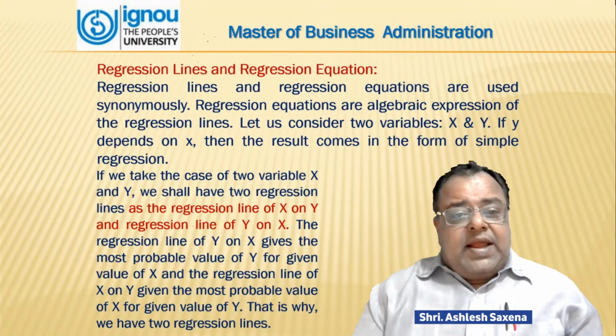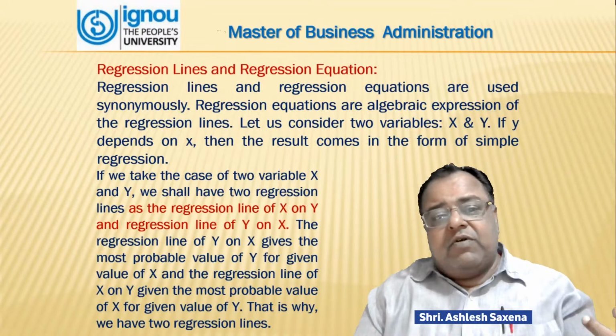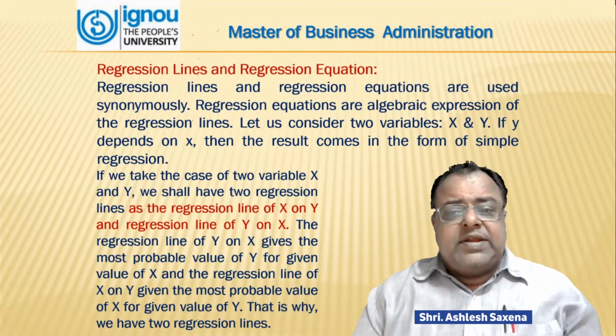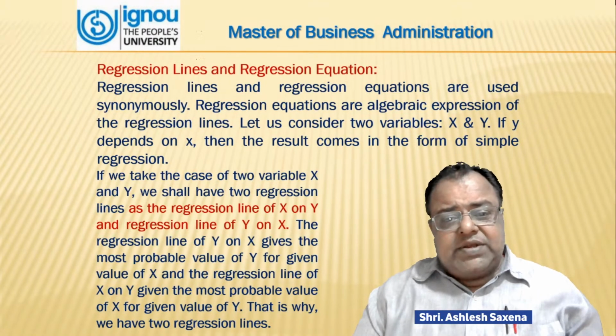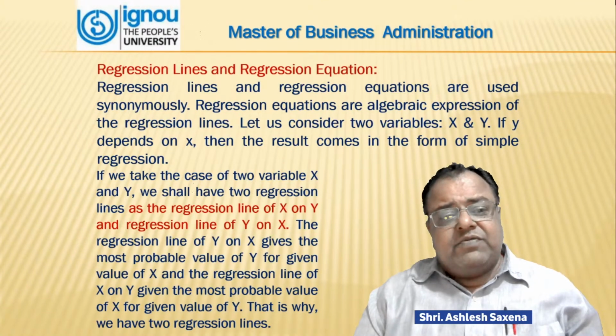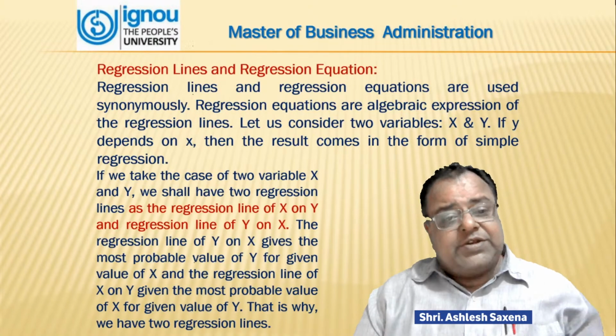Now, how are the regression line and regression equations formed, and what are the different parameters we have to consider? Regression line and regression equation are used as synonyms. Regression equations are algebraic expressions of regression lines. Let us consider two variables x and y. If y depends on x, then the result comes in the form of a simple regression.